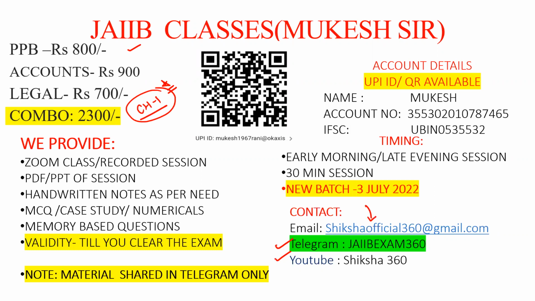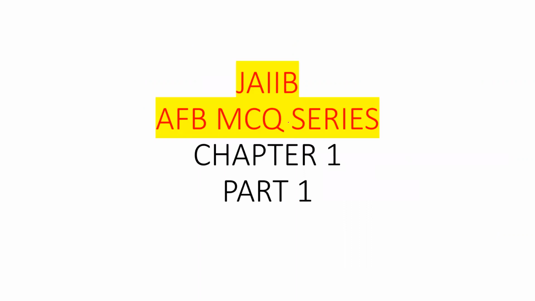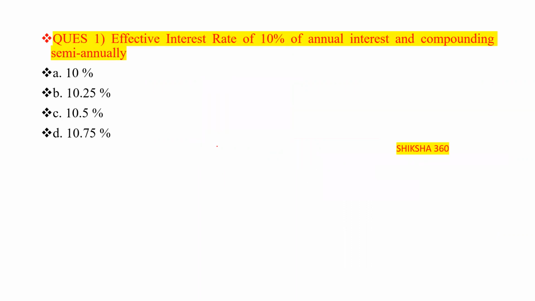So let's start our discussion. MCQ series chapter number 1 part 1. The first question is present on your screens now, and I request all of you to please participate. The first question says that we have to find the effective interest rate of a 10% annual interest rate, with compounding semi-annually.